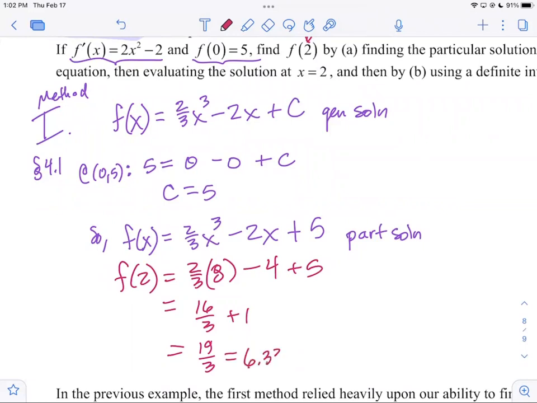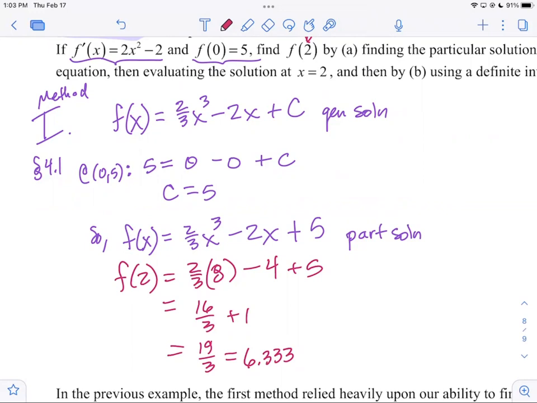Which is also equal to 6.333, right? Oh yeah. Three, three, three, three, three. Boom. See if that catches on. Not a problem, right? We can do it. We did it.